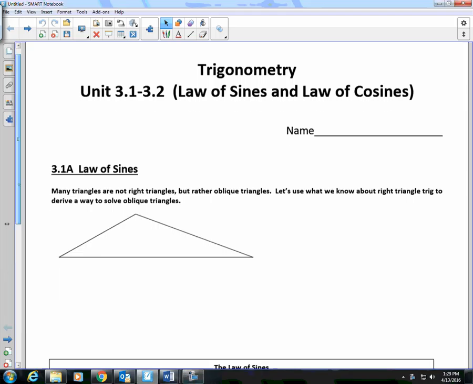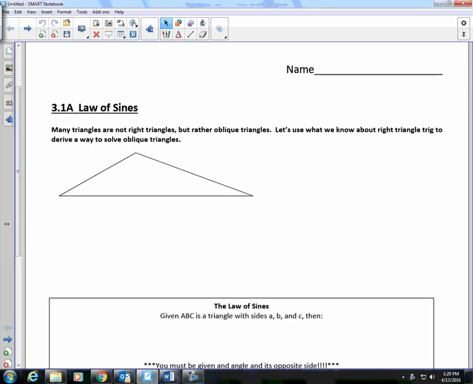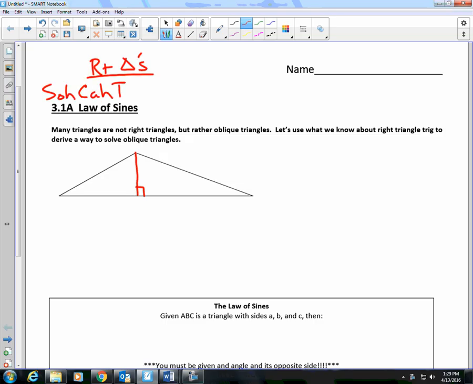Idea. Many triangles are not right triangles. And you remember before that if you have a right triangle, you can solve right triangles by doing this. Remember that? Remember doing that SOHCAHTOA thing? Where angle C was always 90 degrees.